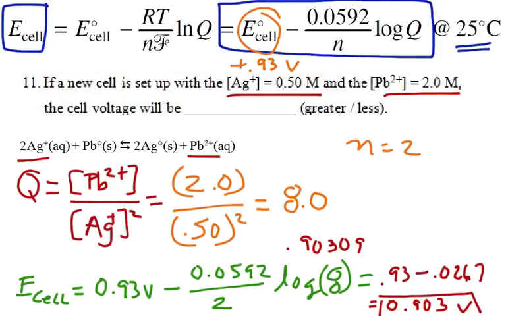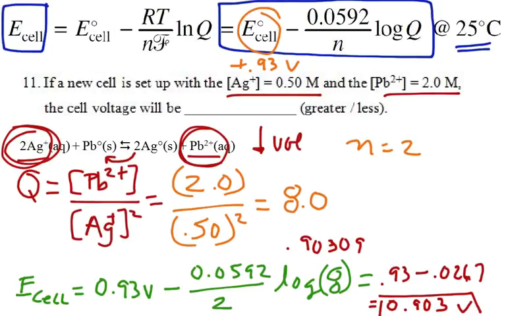Now we were saying before that if we reduced the silver ion concentration, that would drive the reaction back. And if I increased the lead ion concentration, that would also drive the reaction to the left. So both of those would be expected to lower the voltage. And instead of being 0.93 volts, we get 0.90 volts, and it really has lowered the voltage. So that's how we use the Nernst equation.